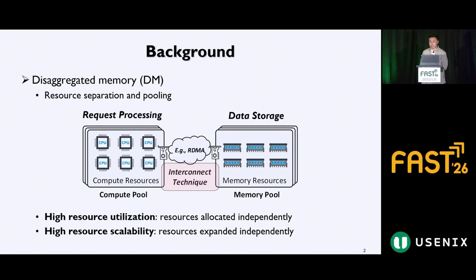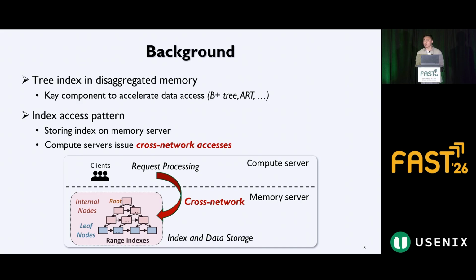Disaggregated memory decouples compute and memory resources into separate resource pools, where the compute pool handles request processing and the memory pool stores index and data. This disaggregated architecture ensures high resource utilization and high resource scalability. Compute and memory servers are connected via a high-speed network. With cross-network communication in disaggregated architectures, the index is a key component to accelerate data access.